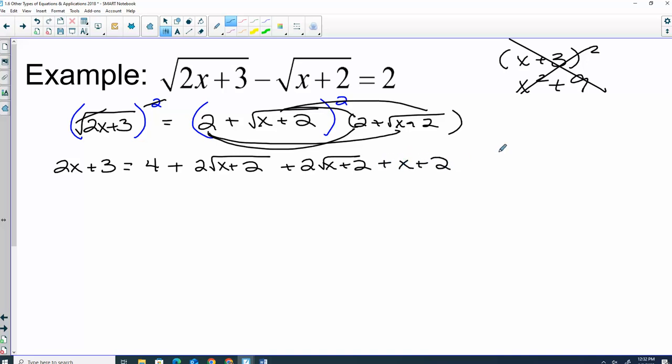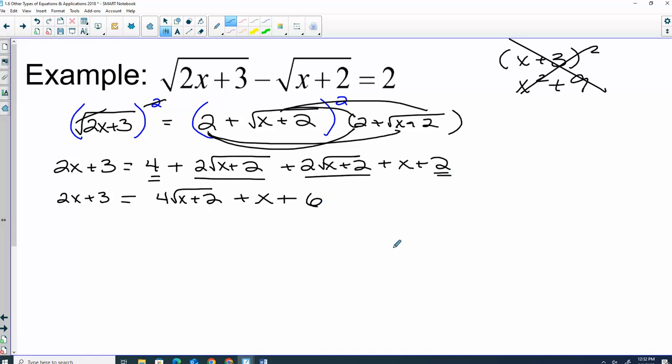All right, take a second. Are there any questions here? Did I get rid of all my radicals? No, but it's better. Let's simplify a little bit. 2x plus 3 equals, I'm going to add these radicals together, so you add the coefficients, and that's 4 radical x plus 2. We have plus an x plus 4 plus 2 would be 6.